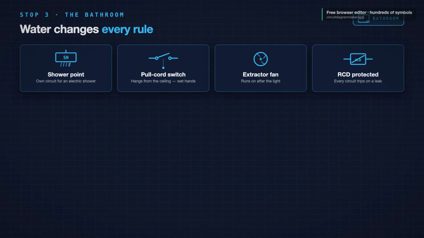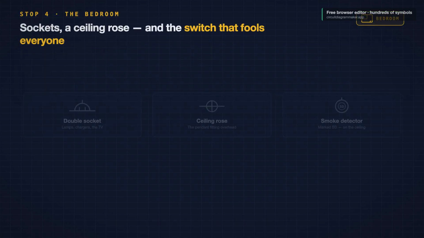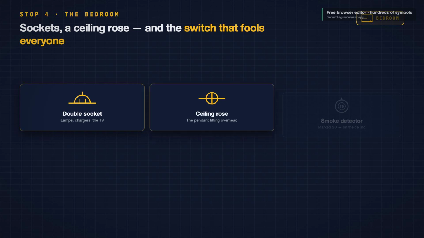Into the bedroom, mostly sockets, lights, and the switch that fools everyone. Around the walls, double sockets for lamps, chargers, and the TV. Overhead, a ceiling rose, the round fitting a pendant light hangs from, drawn as a circle with a cross. And on the wall by the door, the light switch.